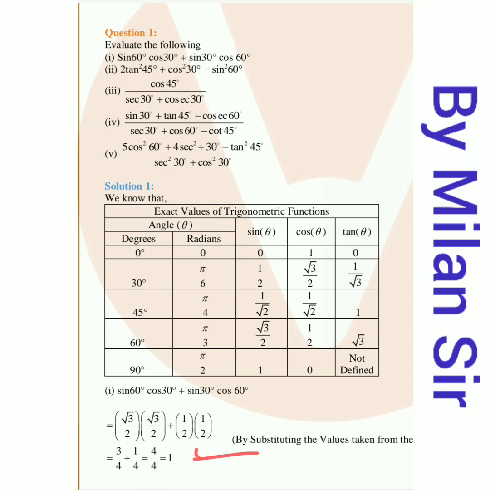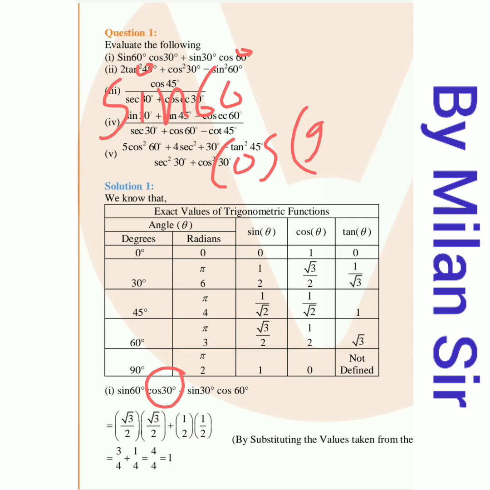So our answer is 1. Now second way, we can use the complementary functions here. First of all, sin 60 is there. Now cos 30. In place of cos 30, I can write it like this: cos of 90 minus 60, because 90 minus 60 is equal to 30.